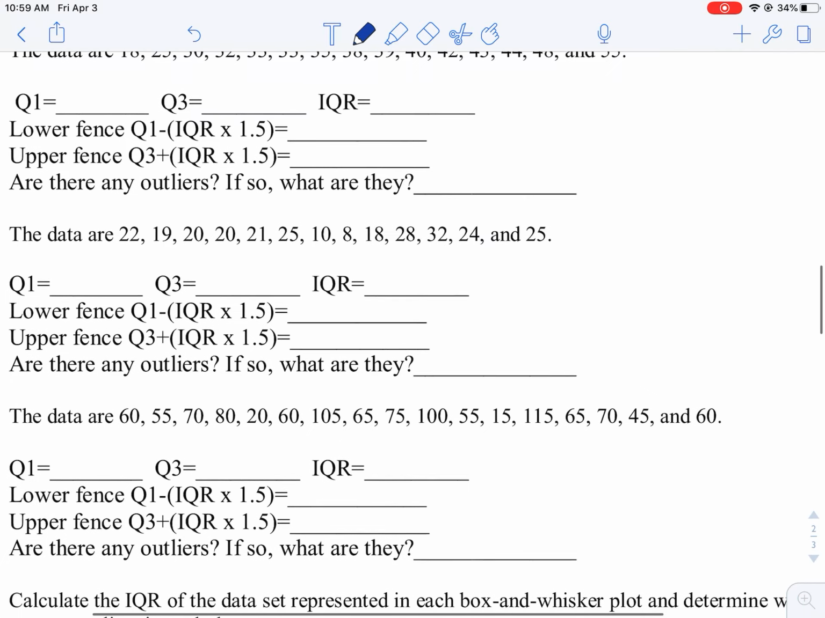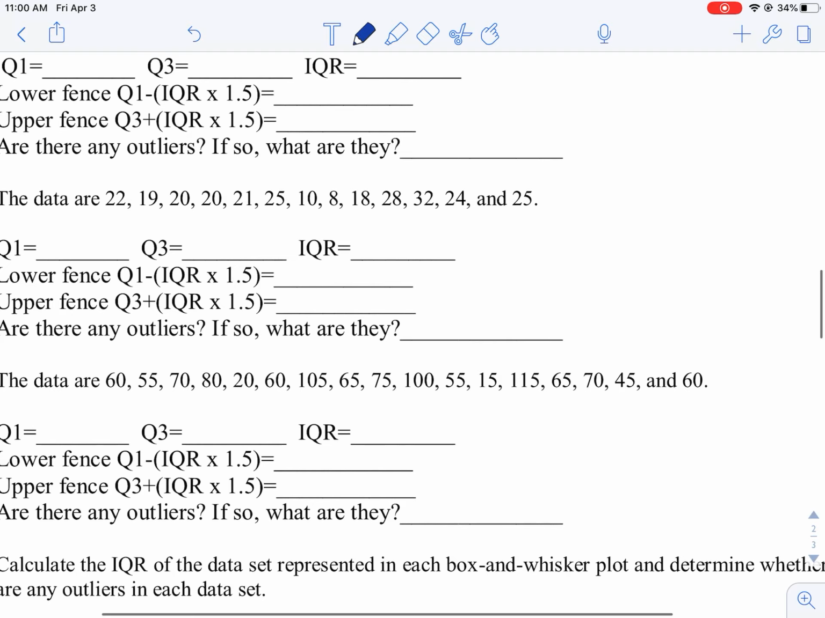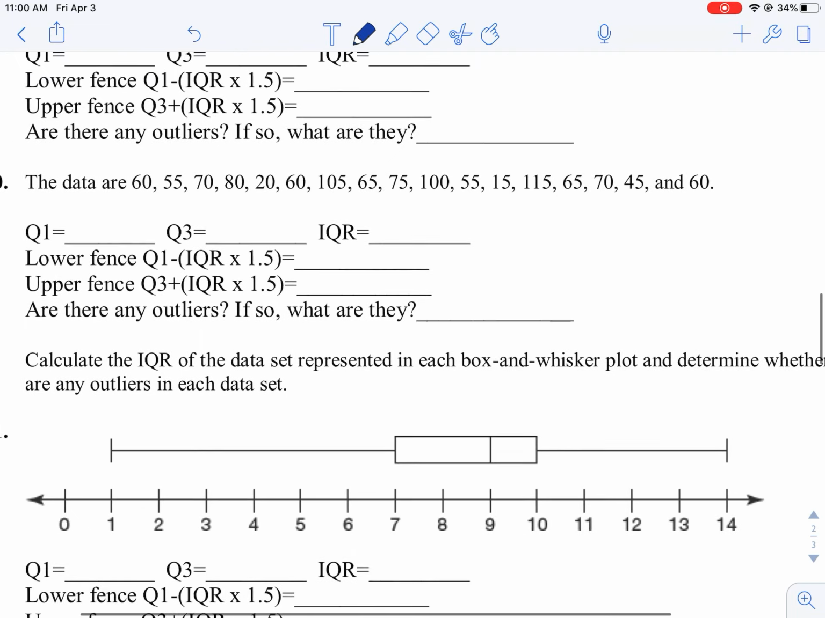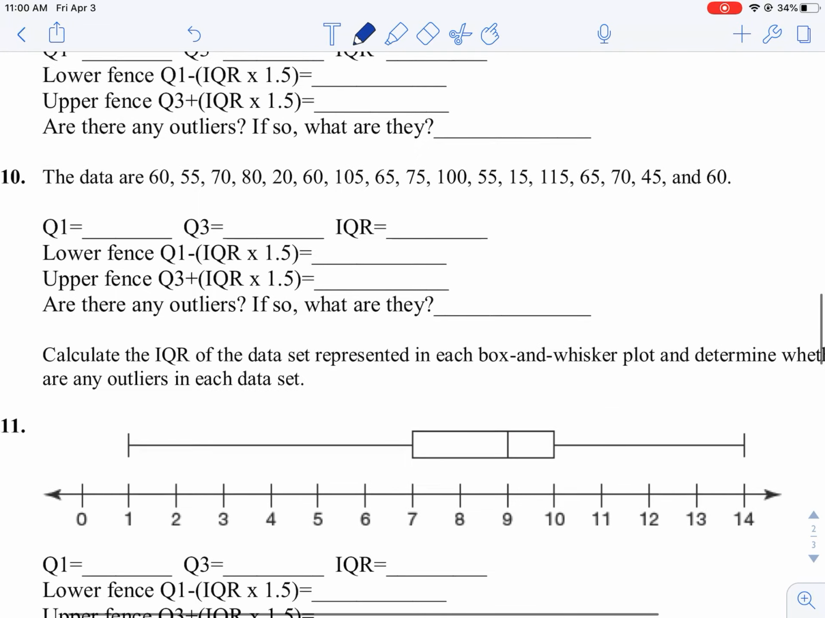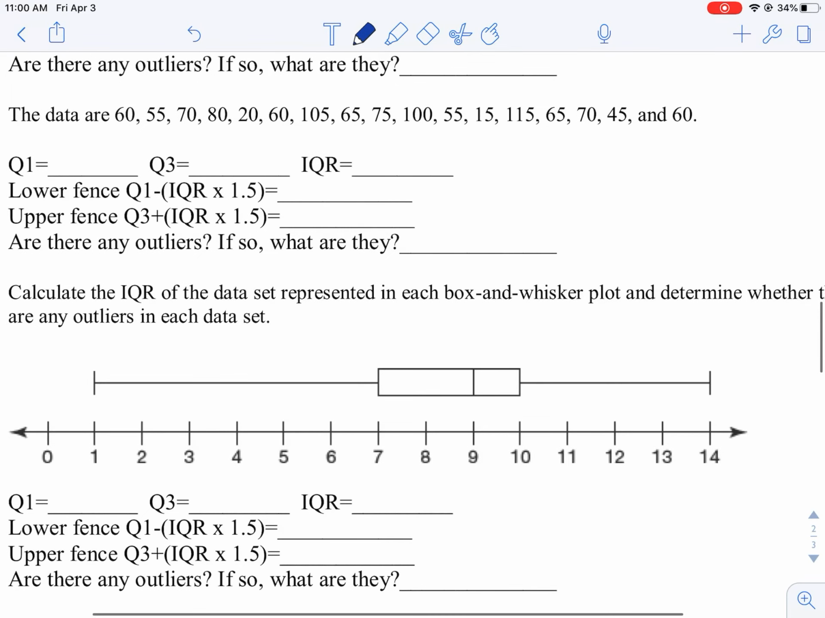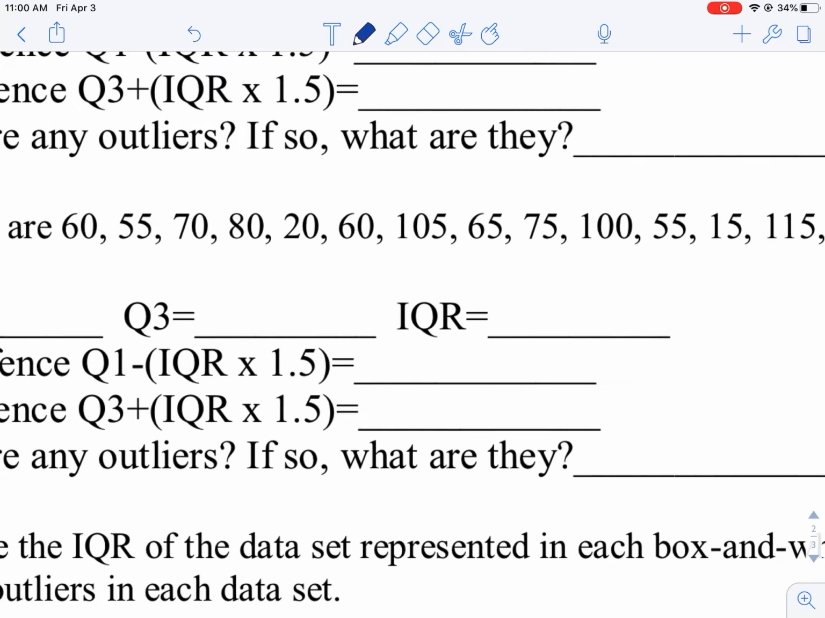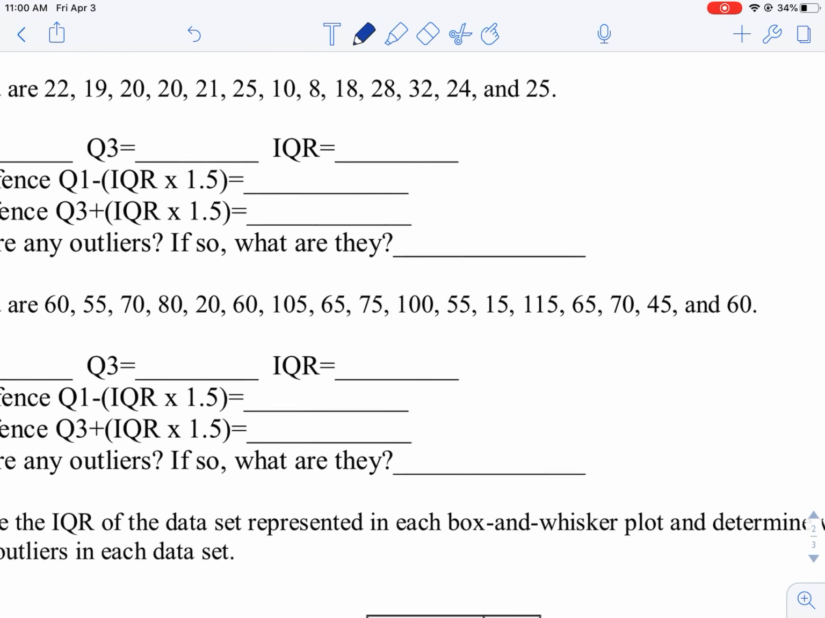Let's see if we can find one that's got an outlier on both ends. Okay. All right, so here's what we're going to do. We're going to look at this one, number 10, and then we're going to try to calculate some stuff graphically that may or may not work. So let's do this one first. This one I think might have them on both ends, but we got to see.